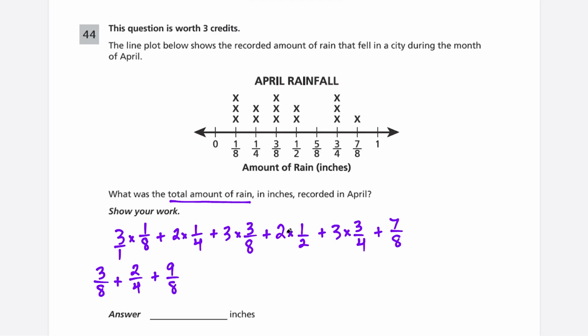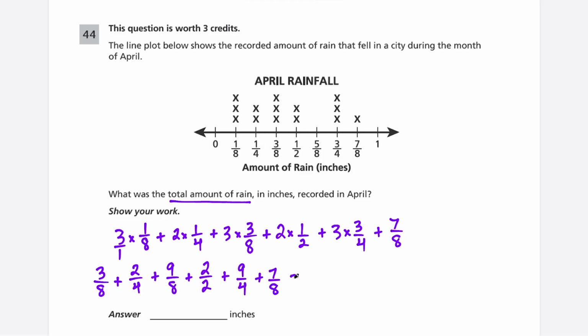And then next we have 2 times 1 is 2. So this is going to work out to 2 over 2. Remember, I'm just multiplying the whole number by the numerator. And then I have plus 9 over 4 after I do 3 times 3 over 4. And then plus 7 over 8.